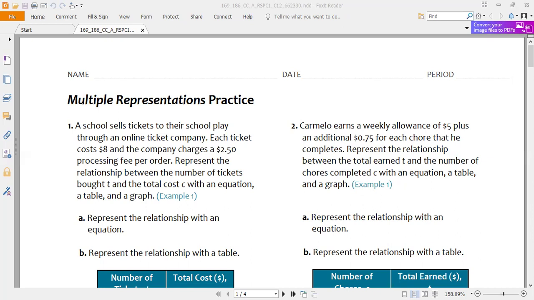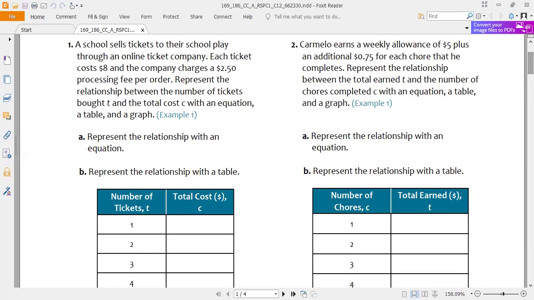The question number 1 that is given here: a school sells tickets to their school play through an online ticket company. Each ticket, I'm going to underline the words that are important for us, each ticket costs $8 and the company is going to charge you an additional 2.50. And we want to find an equation.